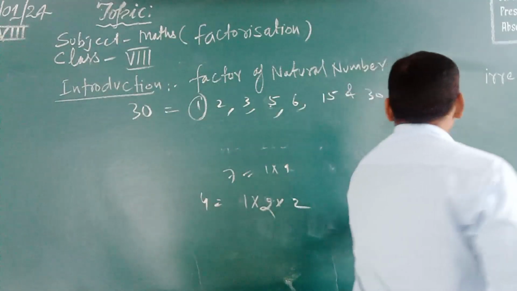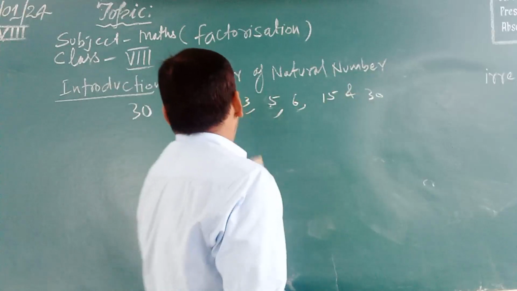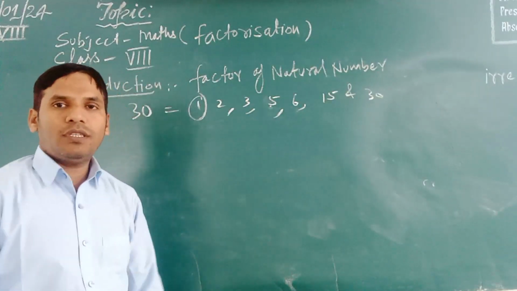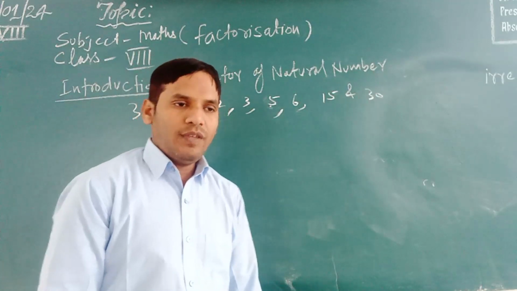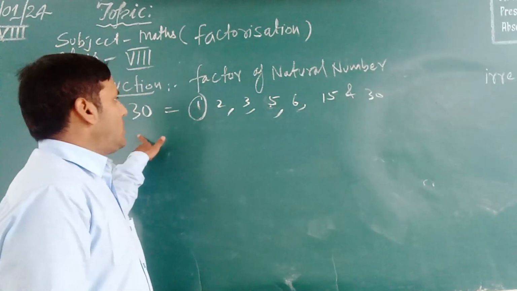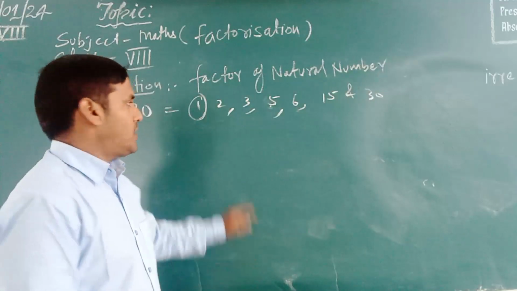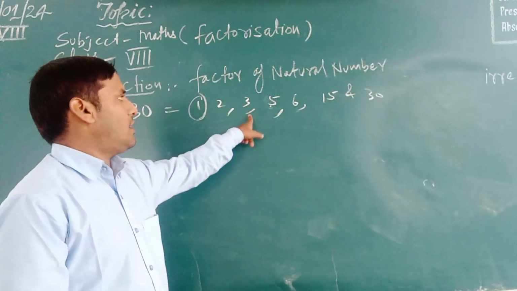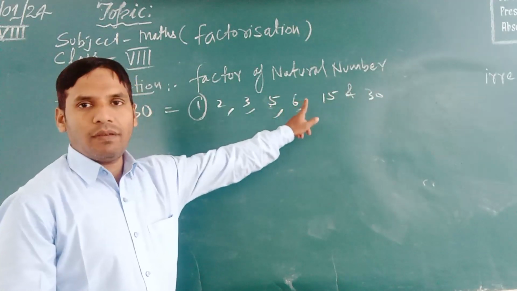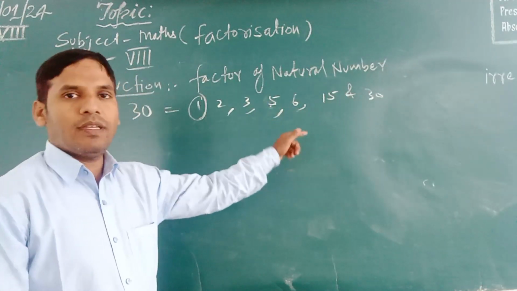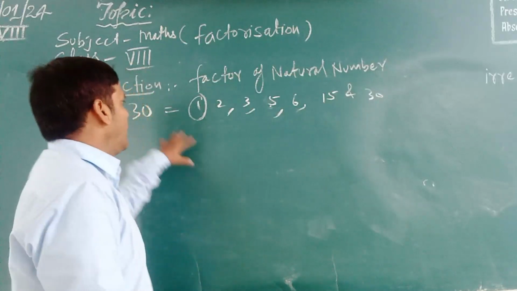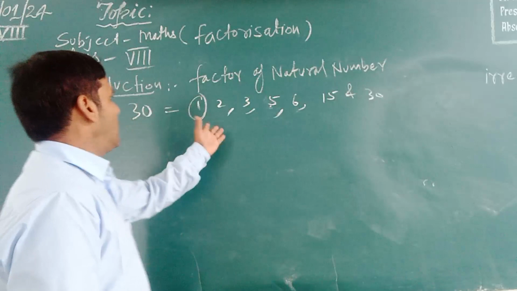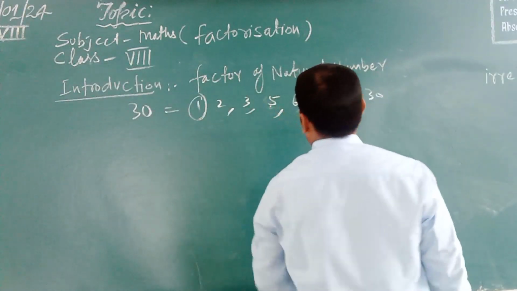Let us start with factors of a natural number. First, we should come to our topic. A factor is a number which divides the given number. Suppose 30 is a natural number. We should check whether this number is divided by another number. Yes, 30 is divided by 1, 2, 3, 5, 6, 15, and also by 30 itself. So we can say these numbers are the factors.